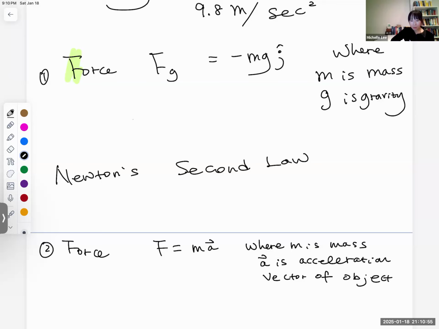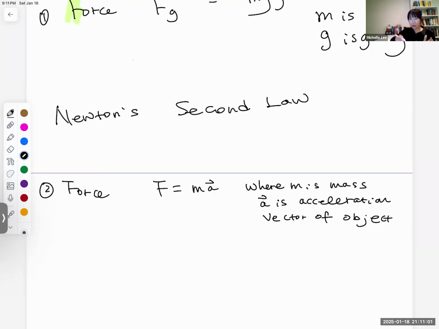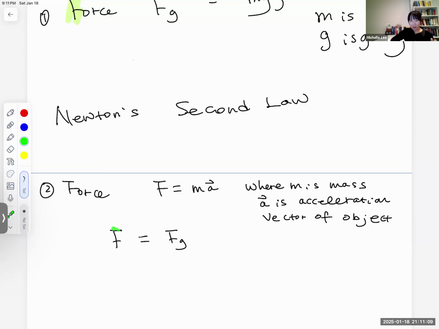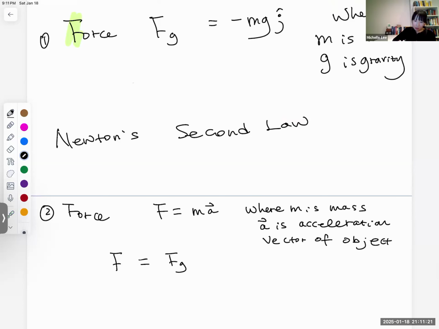Okay, now we have two different forces. So we can just say that force equal to force, right? Then we indicate that this force is from the gravity force, right? Okay, then this second force is m times the acceleration vector of the object, right? And then the gravity force, we know, is negative mg, yeah?